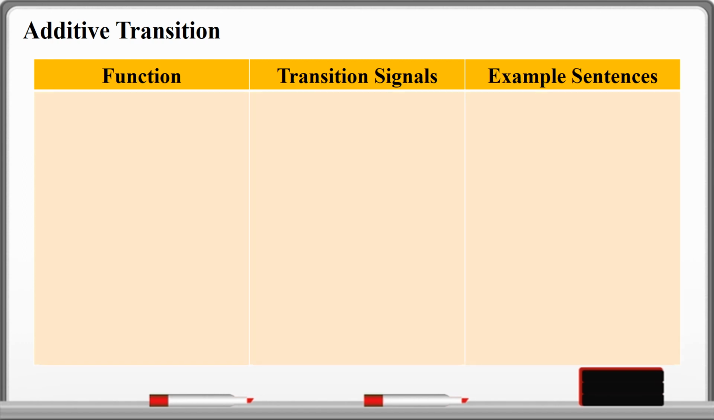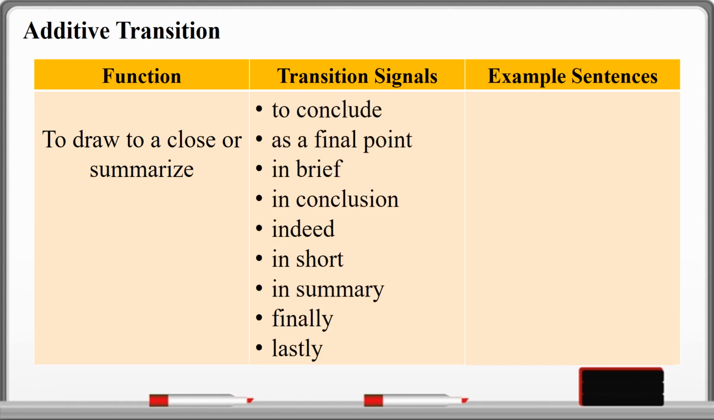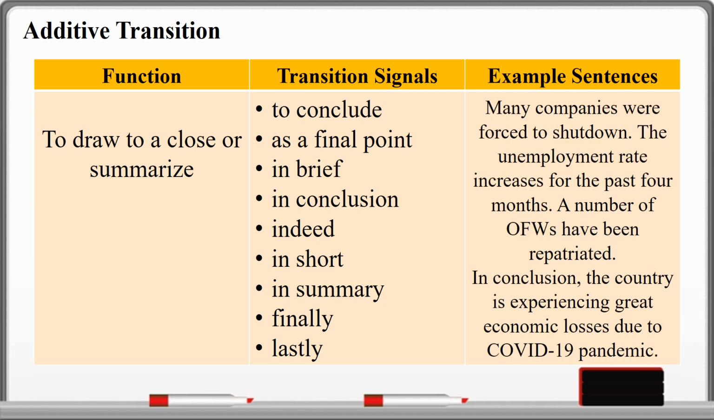The last function under additive transition is to draw to close or summarize. The transition signals. Sentence: many companies were forced to shut down. The unemployment rate has increased for the past 4 months. A number of OFWs have been repatriated. In conclusion, the country is experiencing great economic losses due to the COVID-19 pandemic. In this sentence, the speaker summarized the first set of ideas using the transition signal in conclusion.